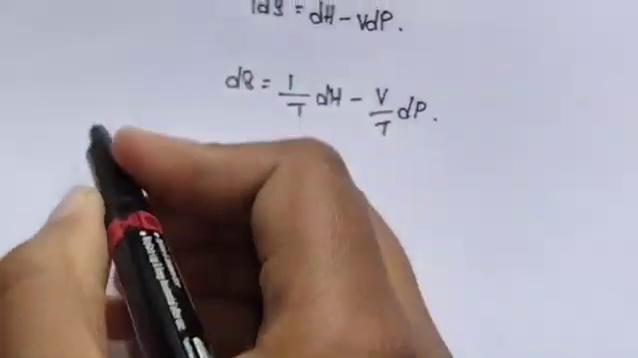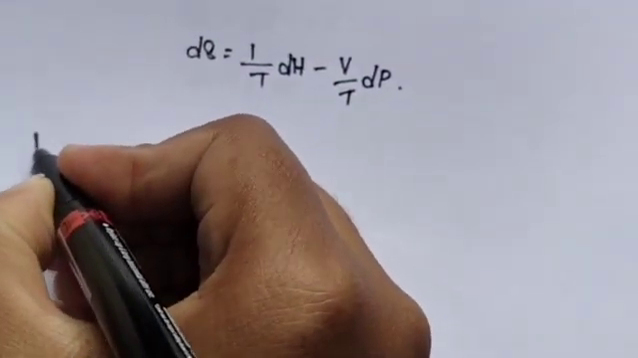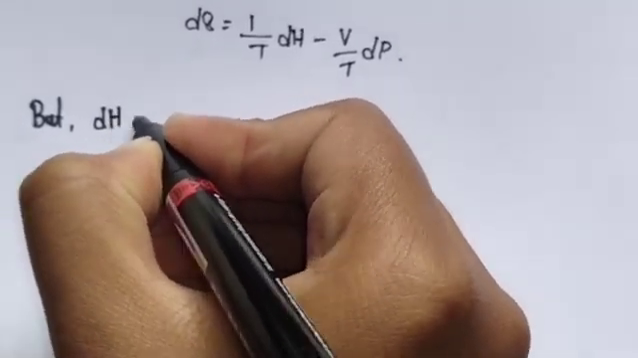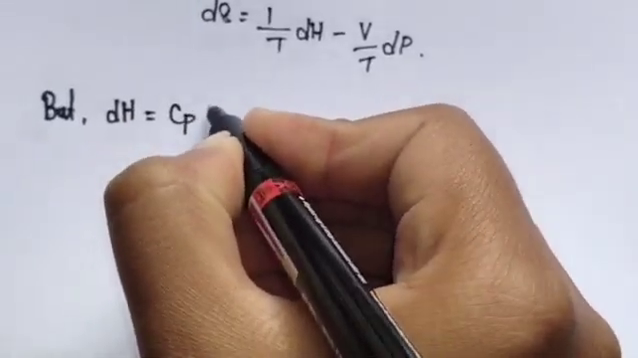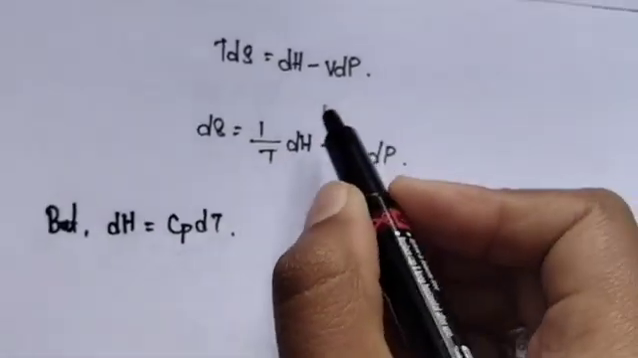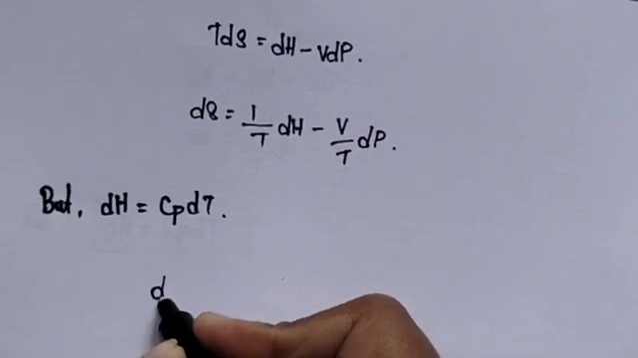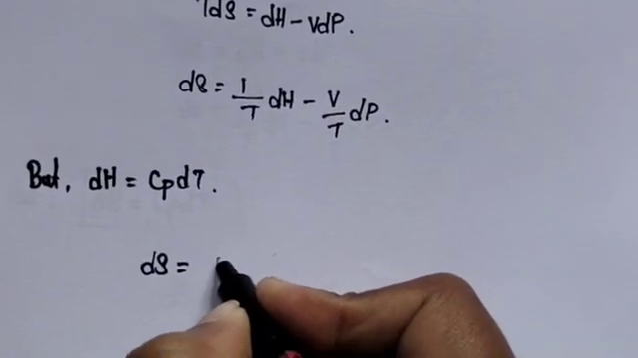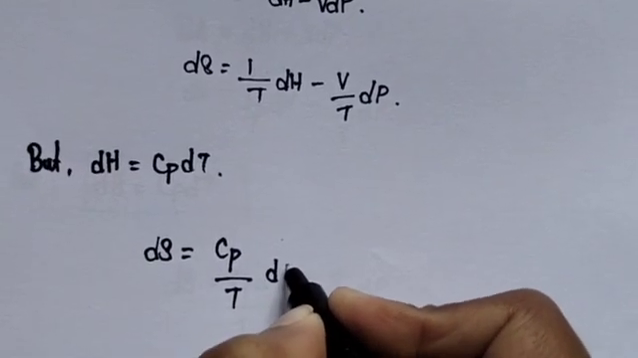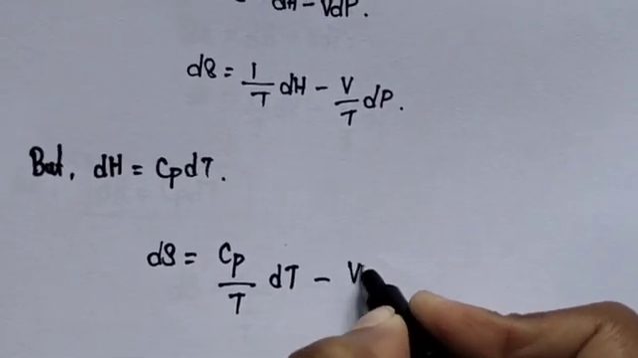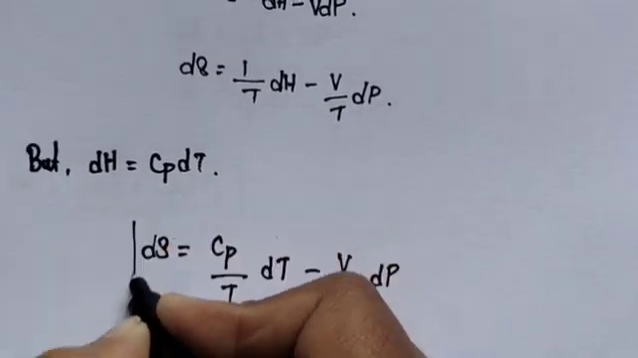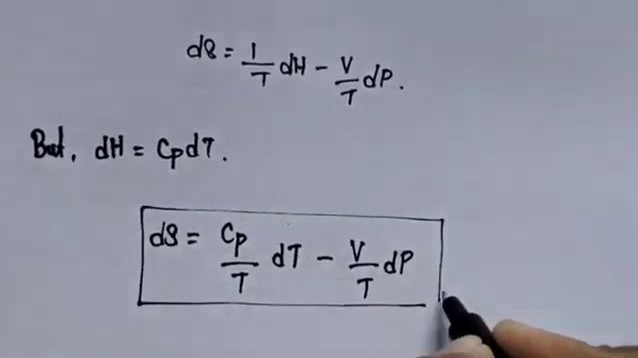But at the same time, we know that the enthalpy of a system, that is dH, is equal to Cp into dT. So while substituting the value of dH in the above equation, we get dS is equal to Cp by T into dT minus V by T into dP. So take this as equation number 8.